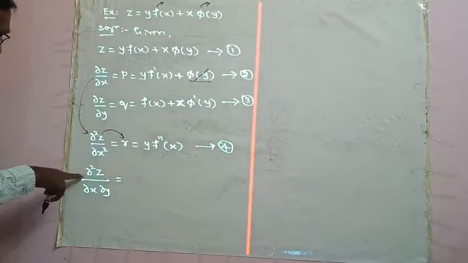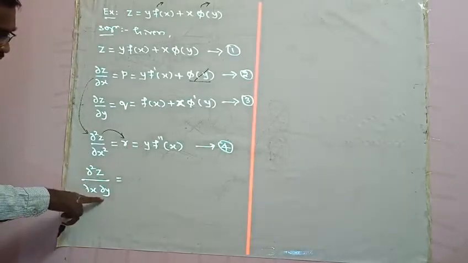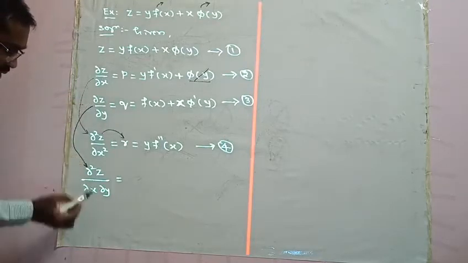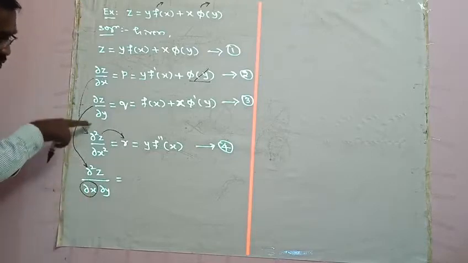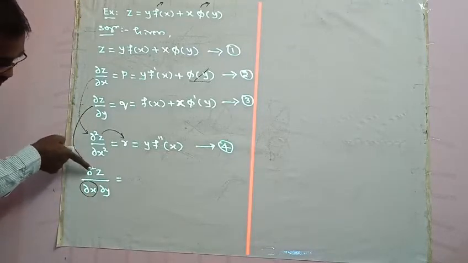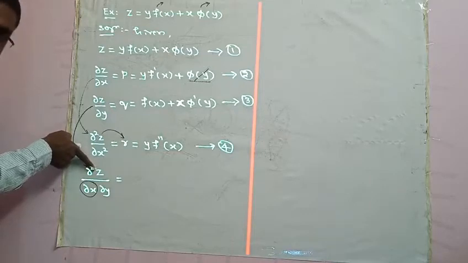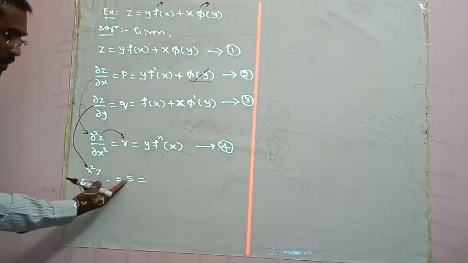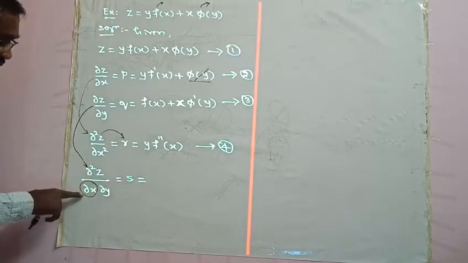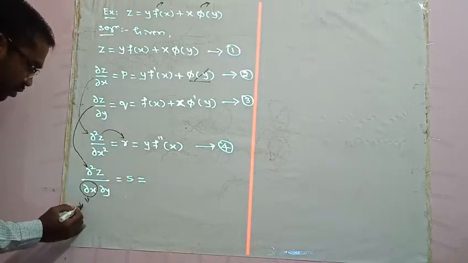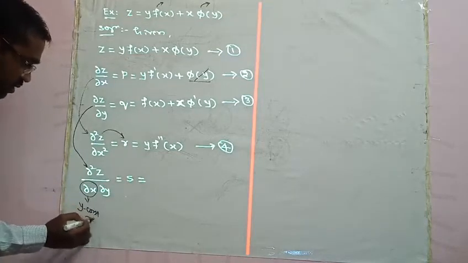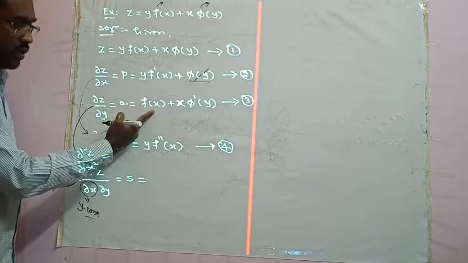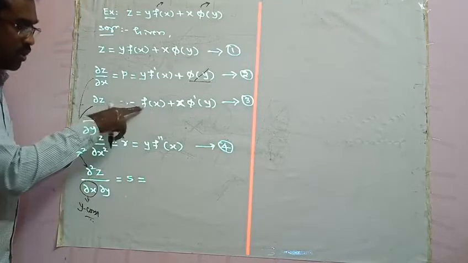Now let us go for ∂²z/∂x∂y. That means we are going to differentiate this ∂z/∂y once again with respect to x, which is called s. Now we are differentiating with respect to x, which means y is taken as constant. There is no y. We are differentiating with respect to x.